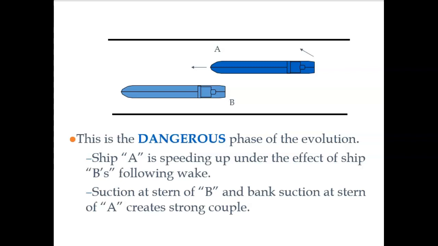Ship A is now being pulled along with Ship B because of the effect of Ship B's following wake. Ship A will actually have a little bit of acceleration. And the suction at the stern of B creates a strong couple, and that's what sort of brings them together. We're going to have to talk about bank effects too. That's why we have to do the next part of the lecture. That's a possibility. So here we are.